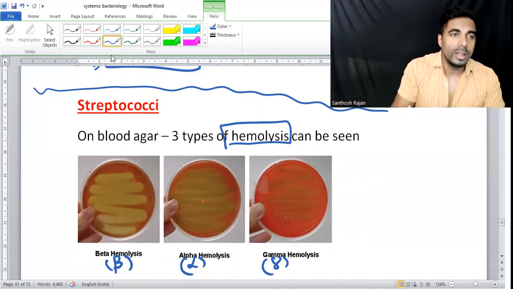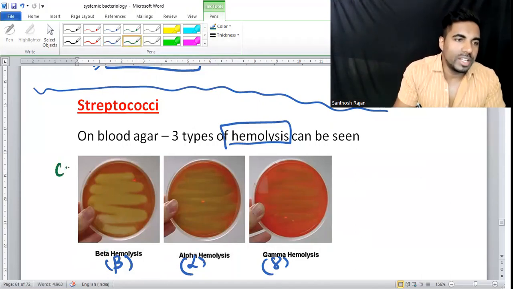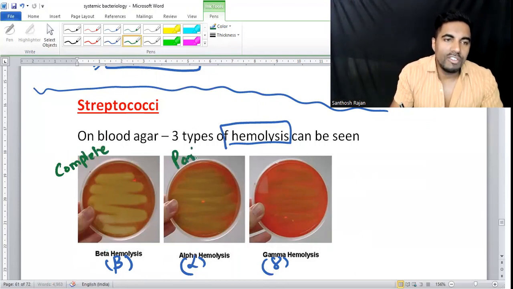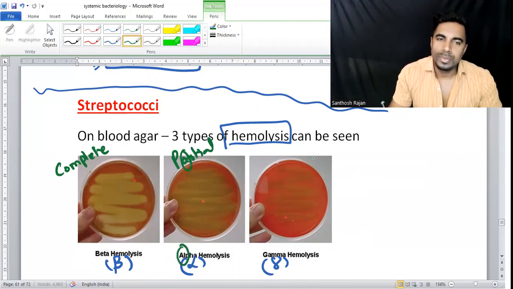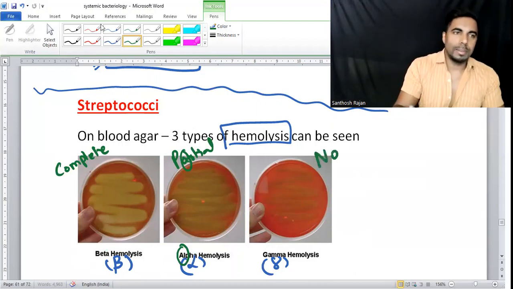That itself is the question. So what are the things you're going to remember? Beta is complete hemolysis. Alpha is partial. A for alpha, partial, if you forget also. Okay. And gamma is no hemolysis. There is no hemolysis. And what are the examples here?